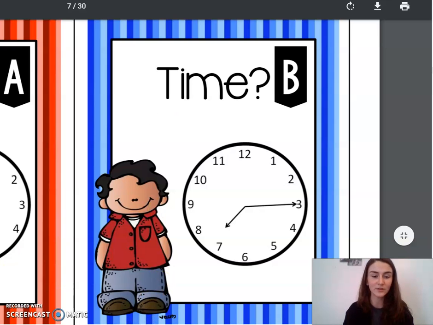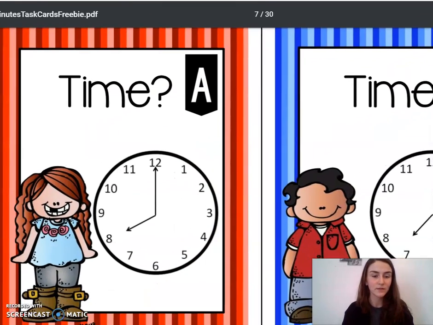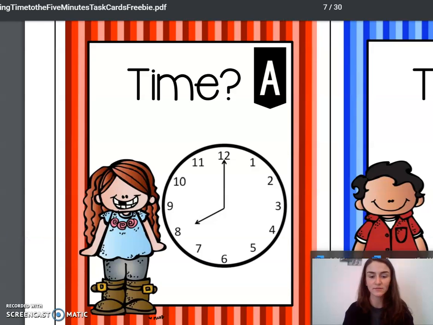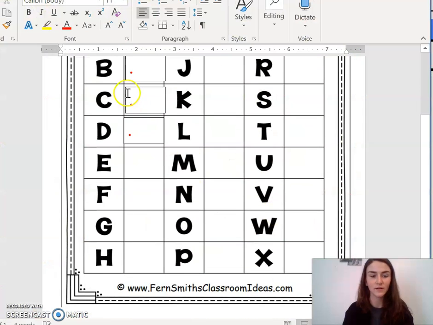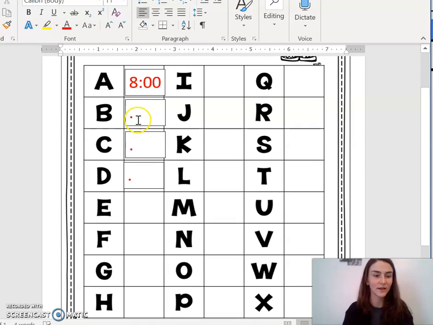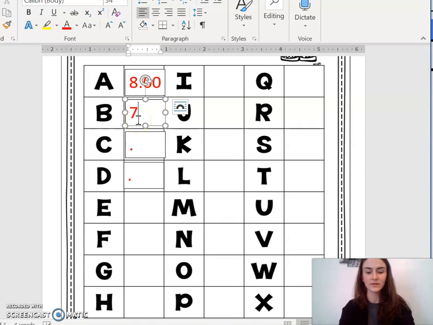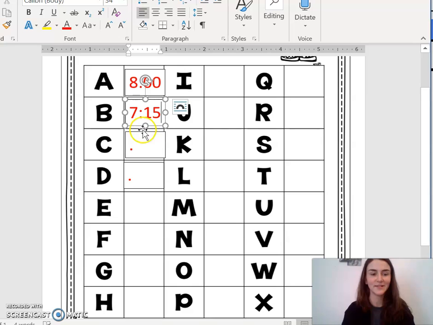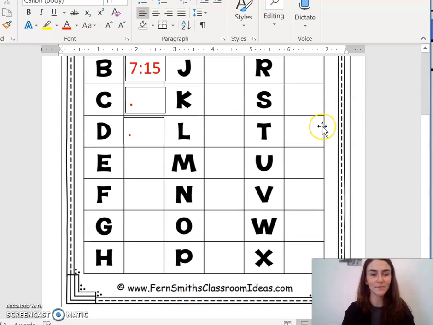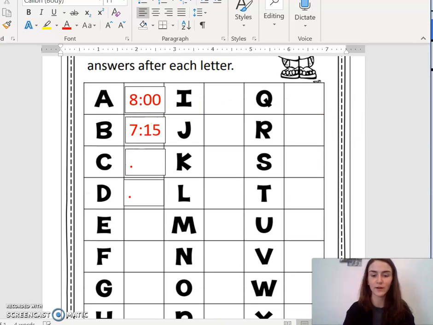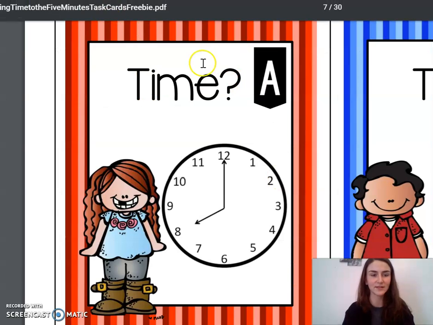So I'm going to get my answer sheet out right now. And I'm going to write in letter B, which is right under letter A, 7:15. See? Just like that. Now we have 2 answers filled in. All right, let's do 2 more for our practice today, okay?